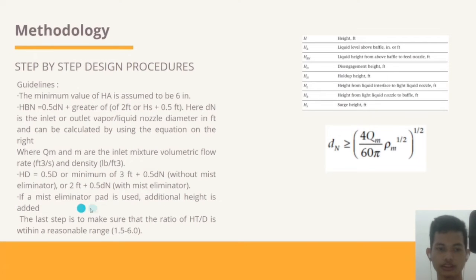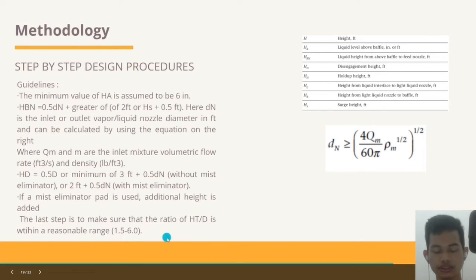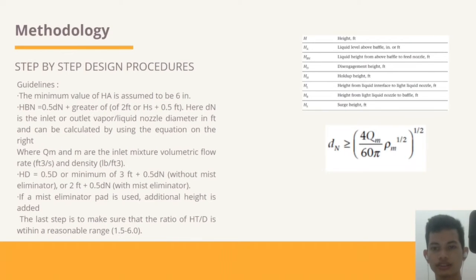If a mist eliminator pad is used, additional height is required. The last step is to make sure that the ratio of HD over D is within a reasonable range, that is 1.5 to 6.0. That's all for the methodology. On to the next one, and thank you.